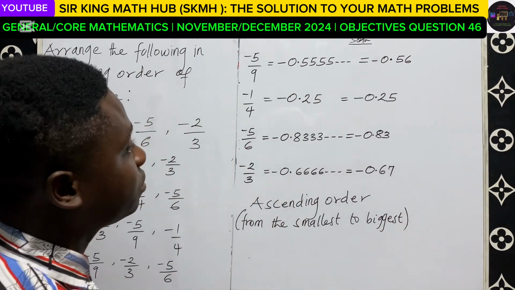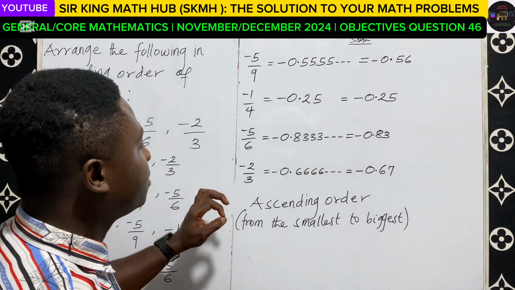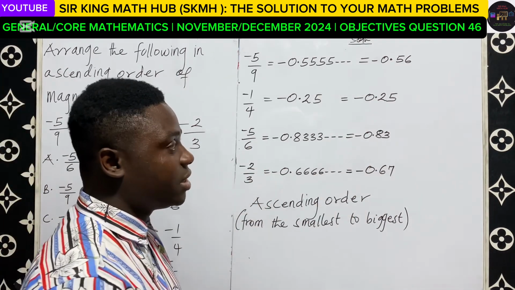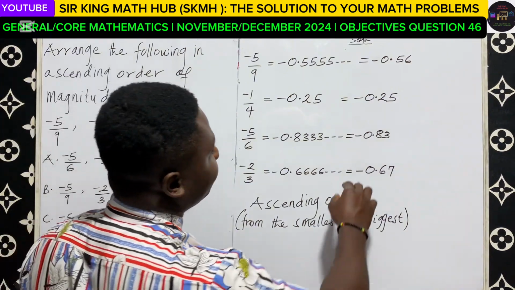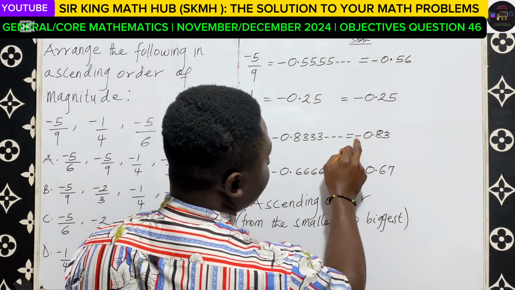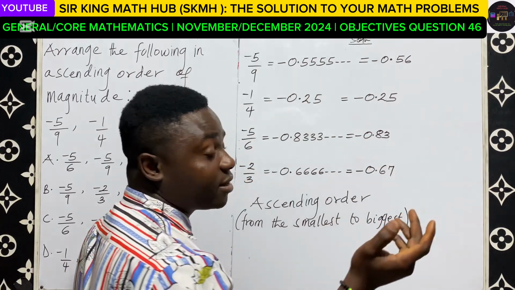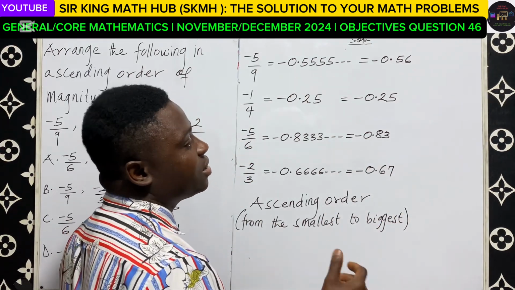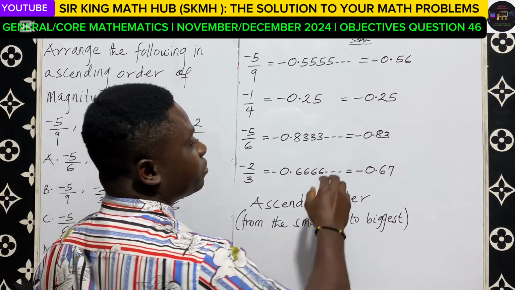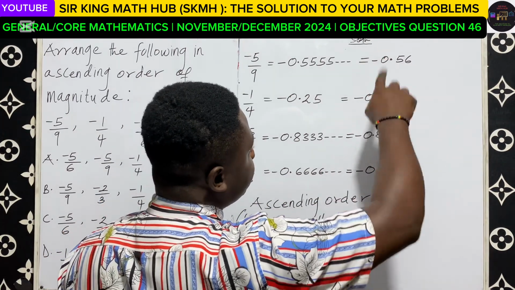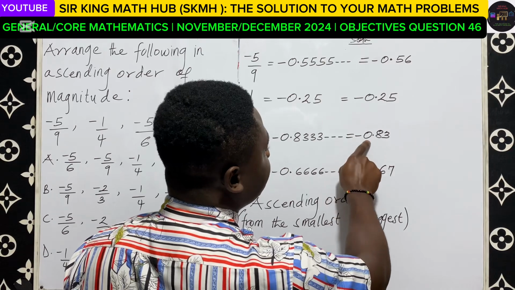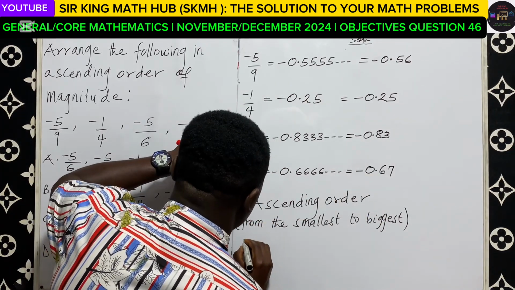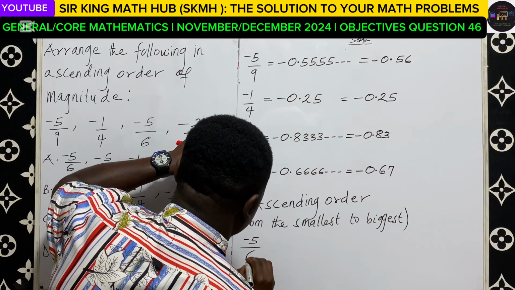Now what is the least number here? Looking at the decimals, the smallest number. For the decimals, if there wasn't any negative, then 0.83 is bigger. And we said that for negative numbers, bigger numbers have smaller value. So the smallest number among these four numbers is -0.83. Its common fraction is -5/6.